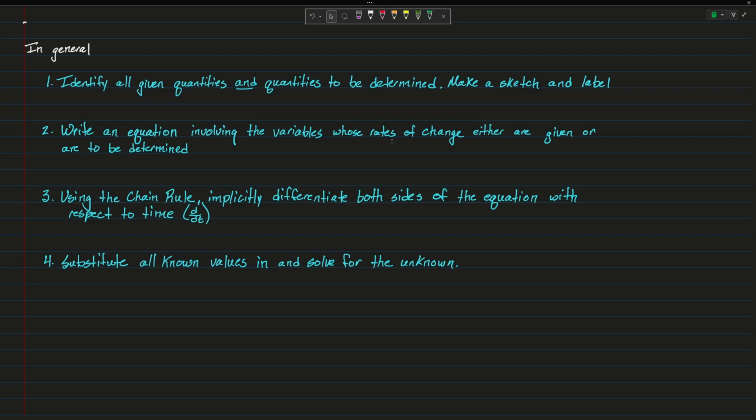The second thing is we're going to write an equation involving all of those variables whose rates of change are either given or need to be determined. So we need an equation that's going to tie in all the stuff that we're given such that when we implicitly differentiate it, we have those rates of change. Then we do that implicit differentiation, and then we substitute all those known values in. Okay, so this is difficult. I'm not expecting people to immediately get it. You kind of have to work with simpler examples, moving to harder examples, and then you just kind of get the feeling of when you're doing something right. Okay.